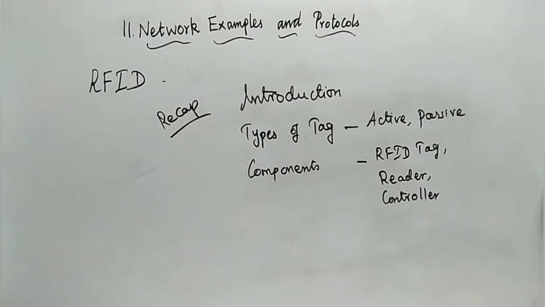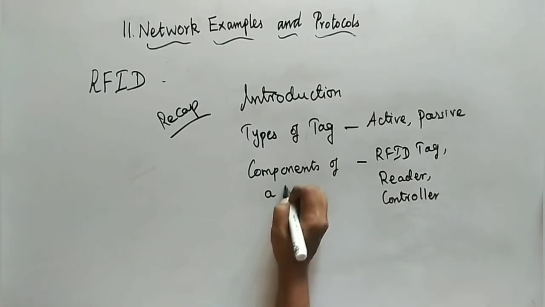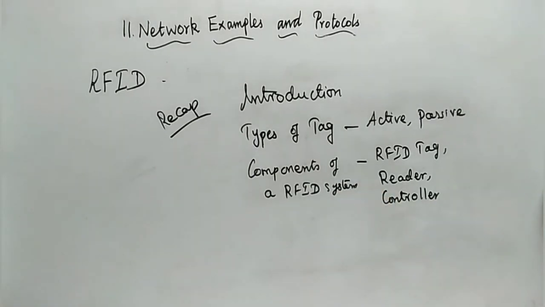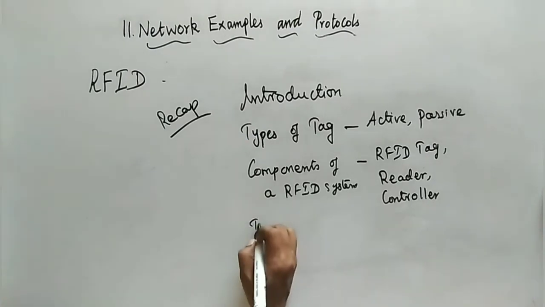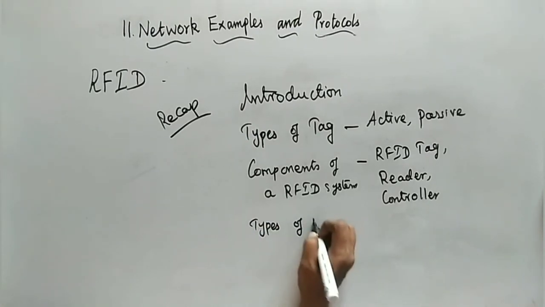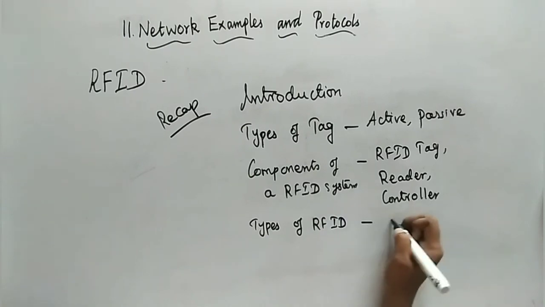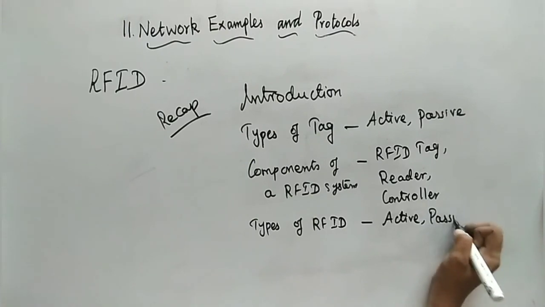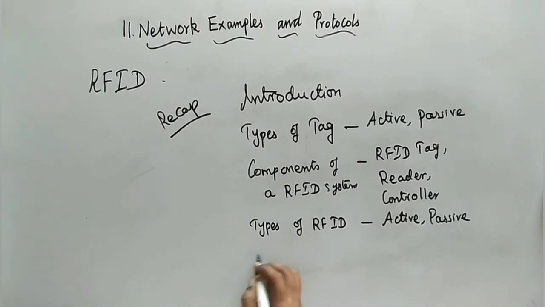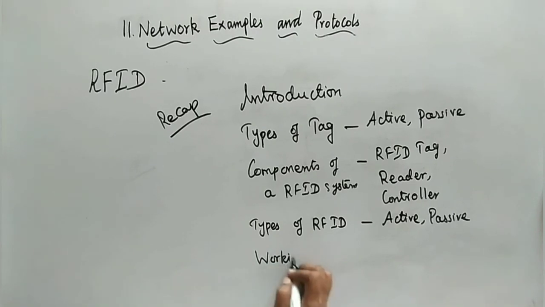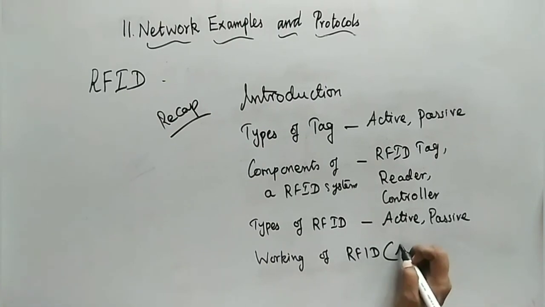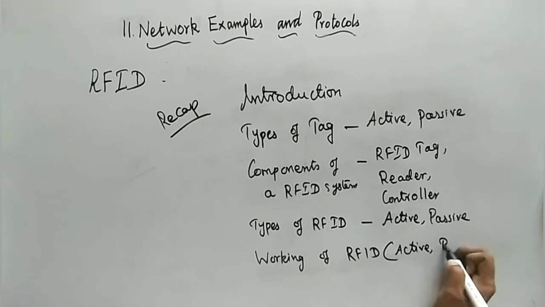And next topic, what else have we discussed? And the next one is your types of RFID systems. What are the types you are having? Yes, it is your active RFID system, and the next one is your passive. And next we have finished the working of RFID, both the active and the next one, passive. Yes, these two we finished.